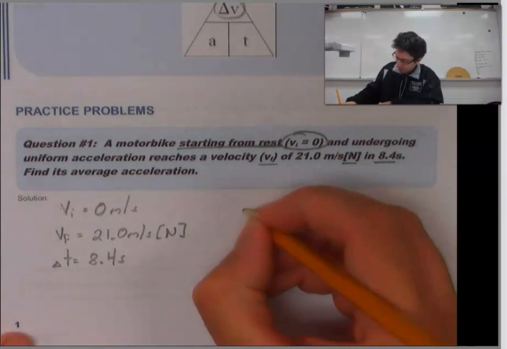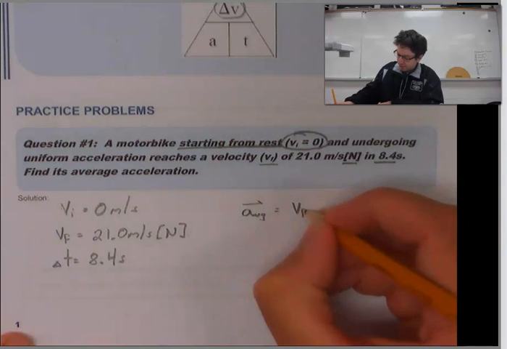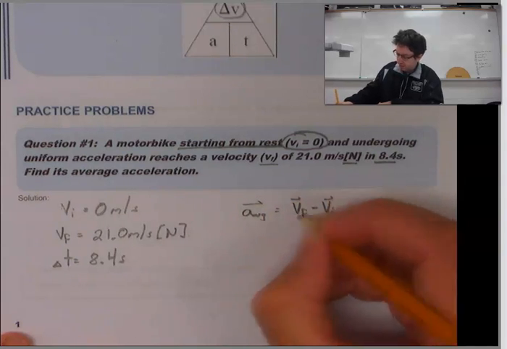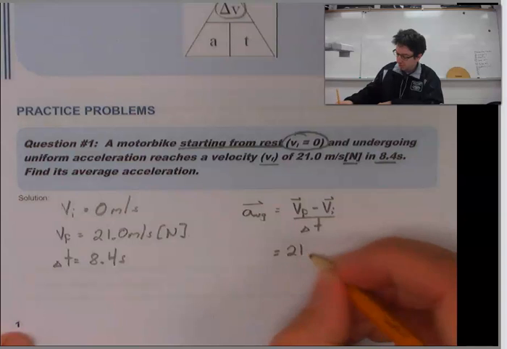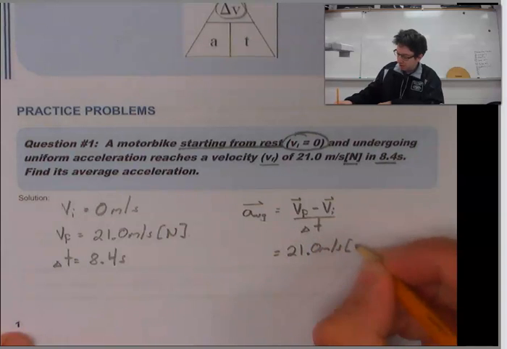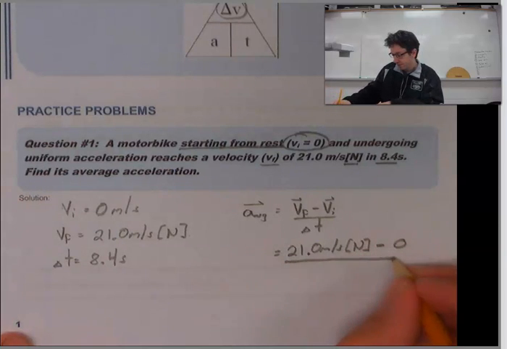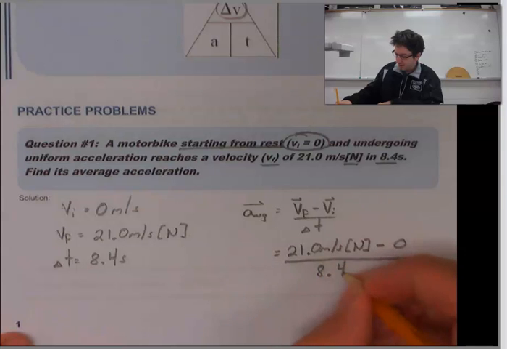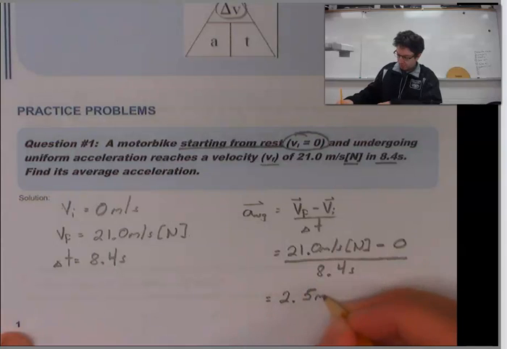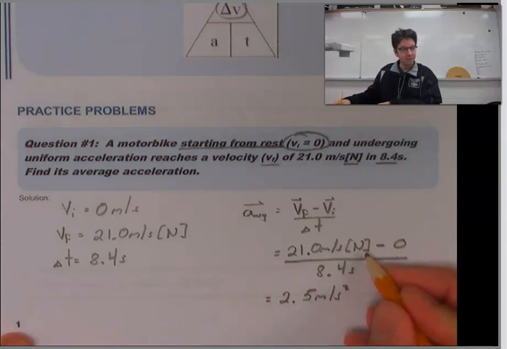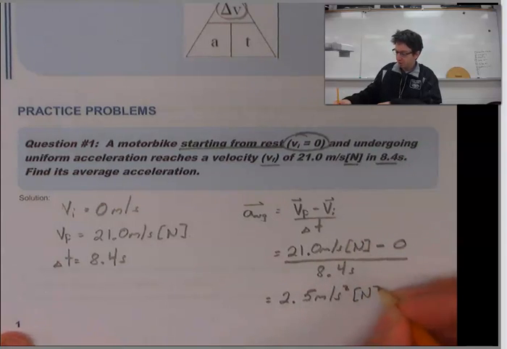We actually don't need to rearrange anything. So average acceleration is v final minus v initial over time. Our final velocity is 21.0 meters per second north minus initial velocity, which is 0. Divide by the time interval of 8.4 seconds. Plug it into our calculator, and we get 2.5 meters per second squared. And again, this is a vector, so we have a directional property. It's going to be north.